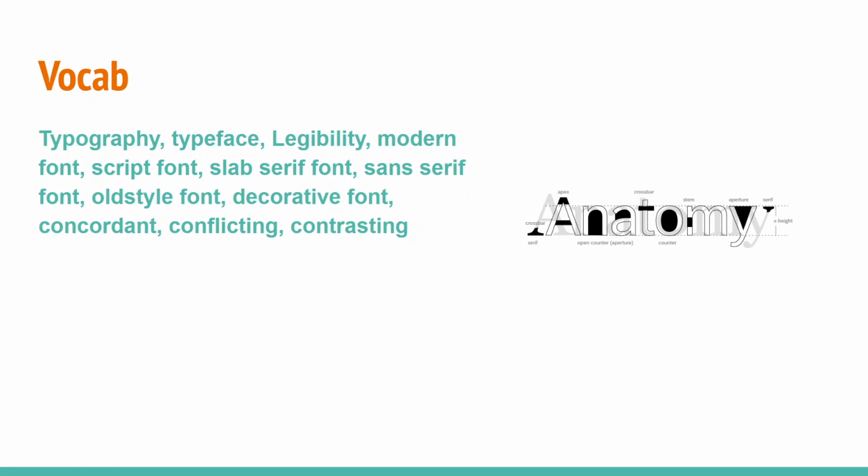There is some vocab. We're building on our vocabulary of graphic design, and it's all going to be about fonts. So you're going to learn what typography means, typeface, legibility, and then you're going to learn about these 6 different font families, which are modern, script, slab serif, sans serif, old style, and decorative. And then we're going to talk about the 3 type relationships, which are concordant, conflicting, and contrasting.